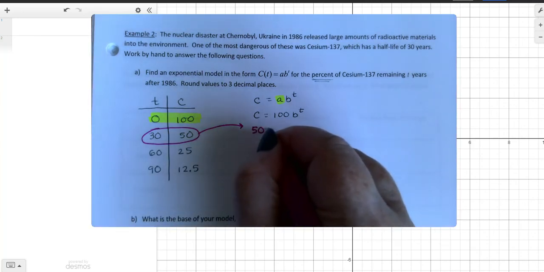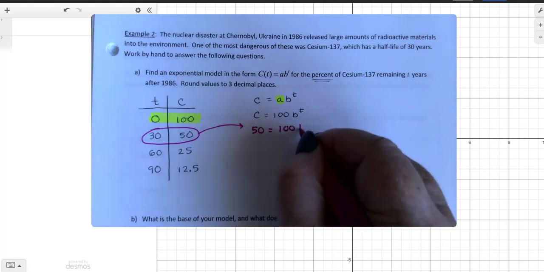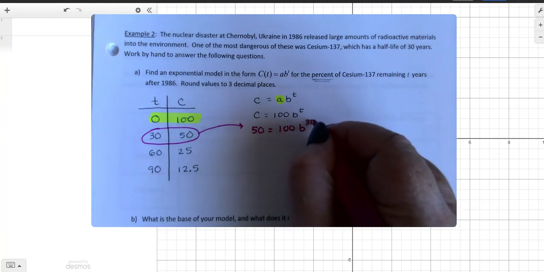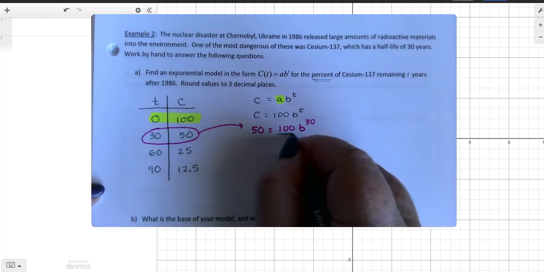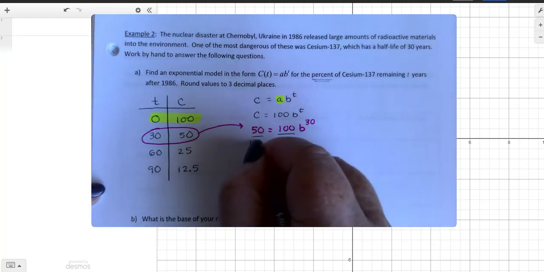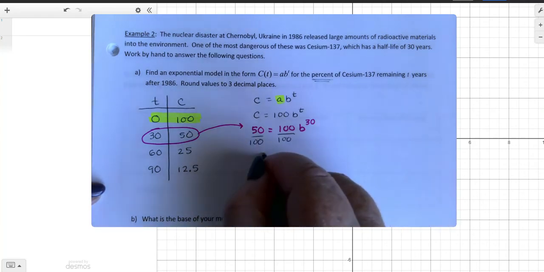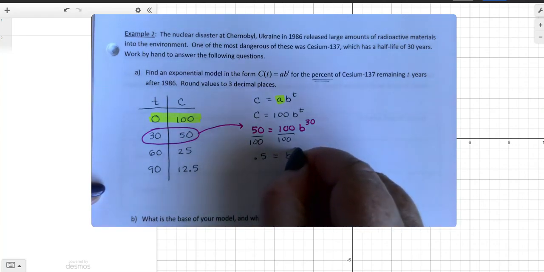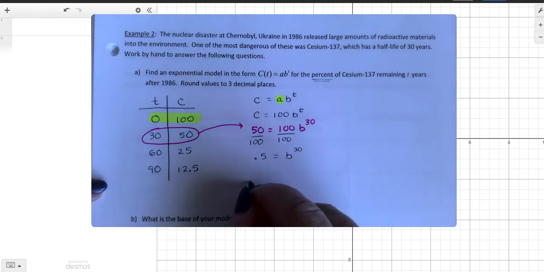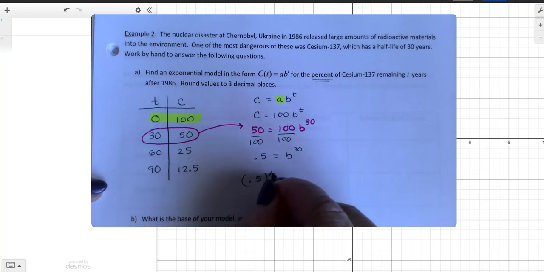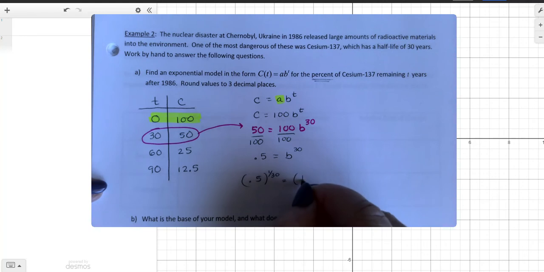So C is 50 and T is 30. I'd like to solve that for B. So I'll begin by dividing by 100. Gives me 1/2, or 0.5, equals B to the 30th power. And to get rid of the 30th power, I use the reciprocal, the 1/30th power. And of course I have to do that on both sides.